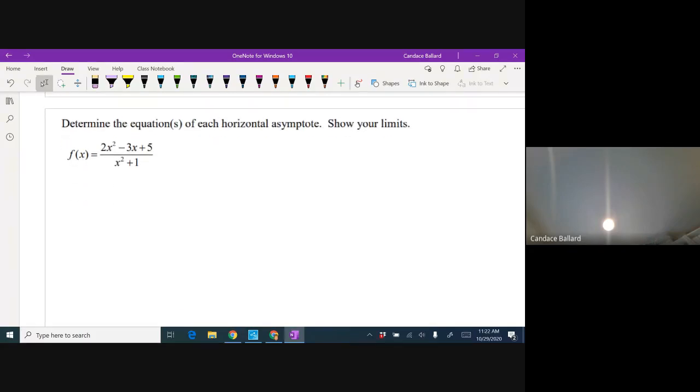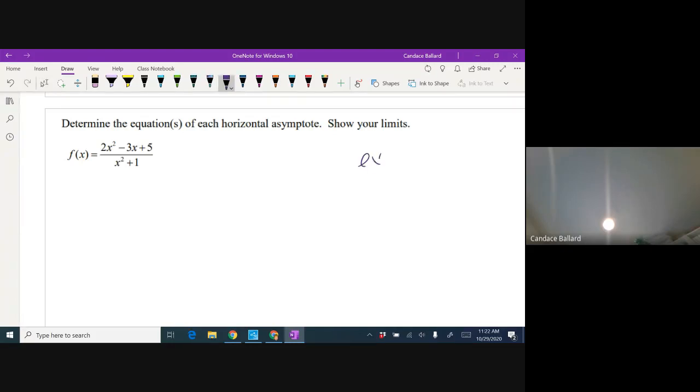So we are now going to talk about horizontal asymptotes. We are technically supposed to show our limits. We could have done this really in like an Algebra 2 class without showing our limits, but there were 3 things we need to remember when we're talking about a horizontal asymptote, okay?